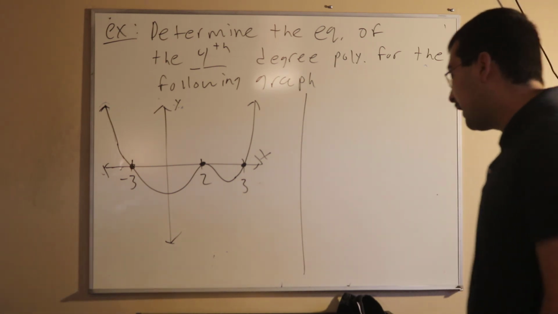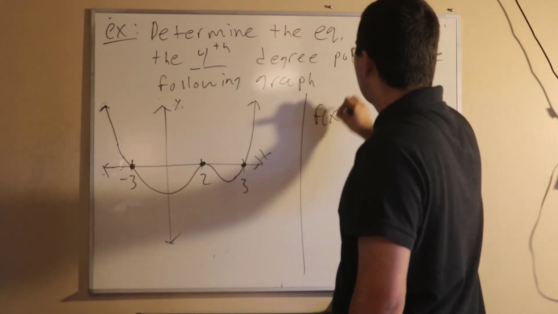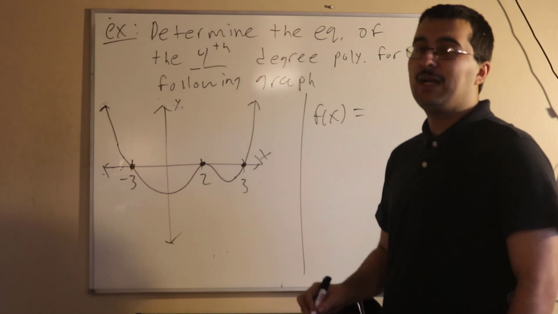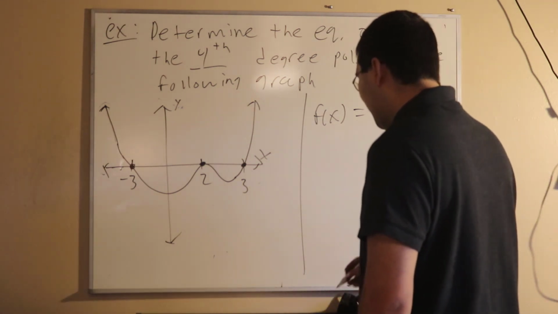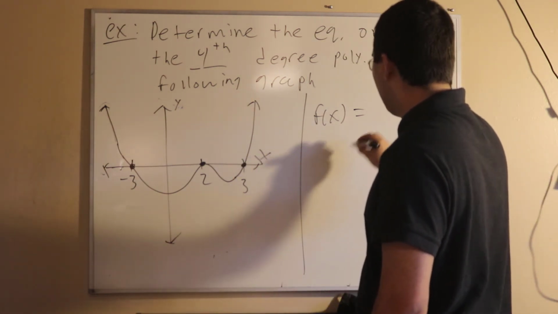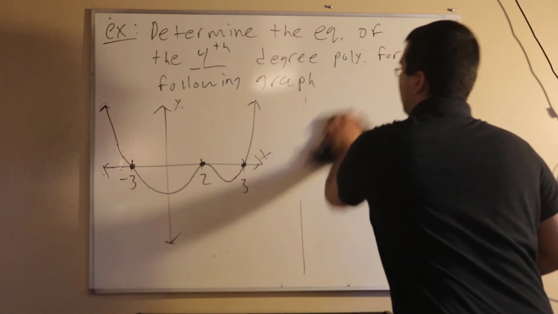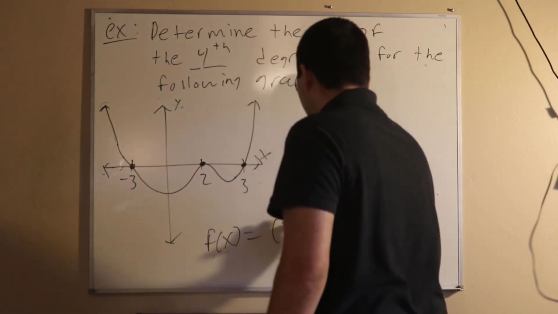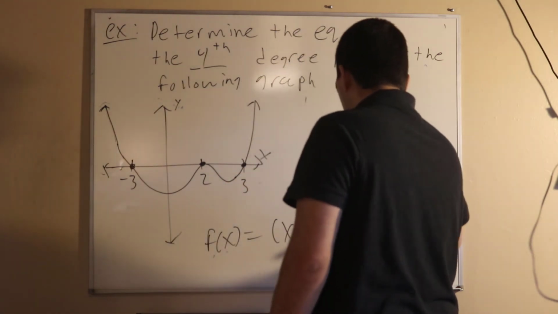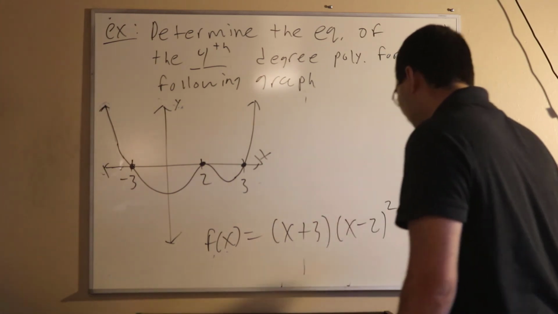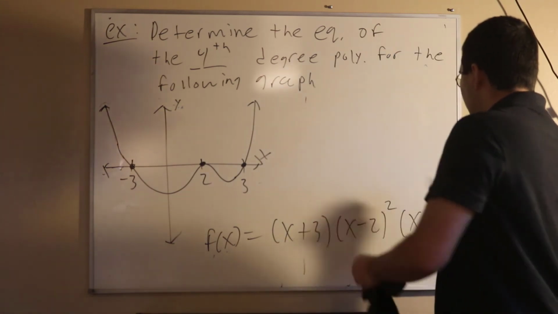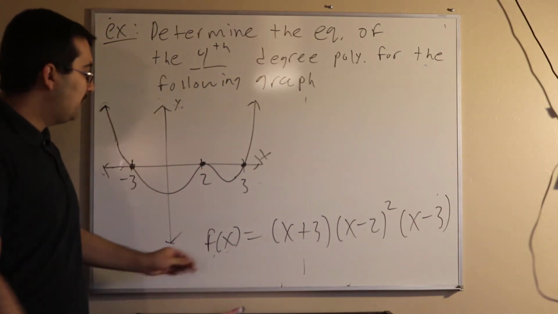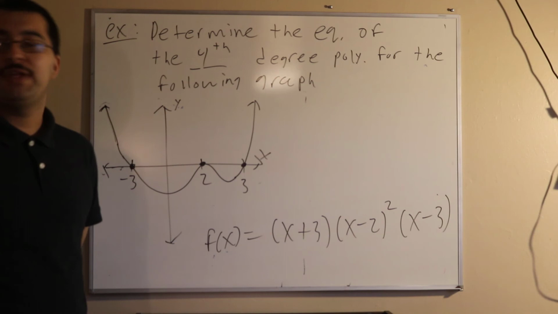Okay, so the answer that I got, and please check your own work with mine. If you get a different answer from me, don't automatically assume that I'm right and you're wrong. Double check your work. I could have made a mistake. But this is the function that I got. Let me write it down right here. So I got f of x equals x plus 3, x minus 2 squared, x minus 3. So this is the function for f of x that I got. Go ahead and compare it with your own answer. Hopefully you got the same thing. If not, double check your work and send me an email.